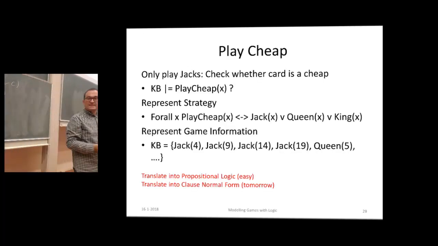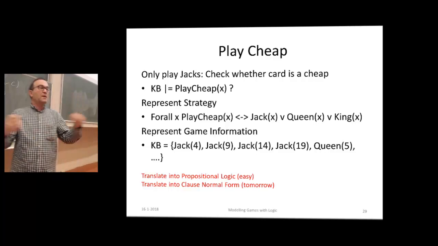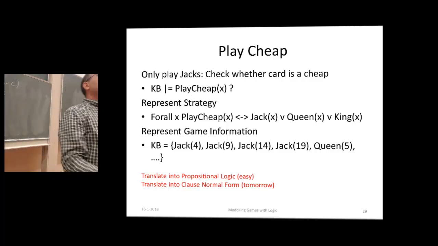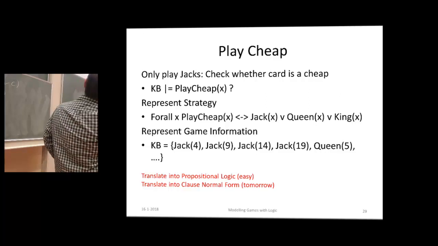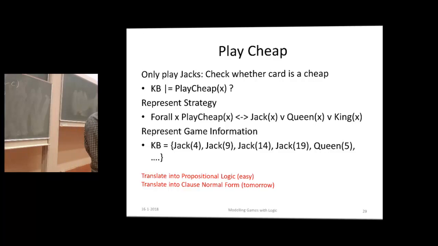And now the question is, how do you implement those strategies in this logic? So for example, playing cheap means that it's a jack or a queen or a king. So it's not yet an implementation of play the cheapest. Then you would say if none of the 5 cards you have on hand is a jack, then the queen is the lowest, and so forth.